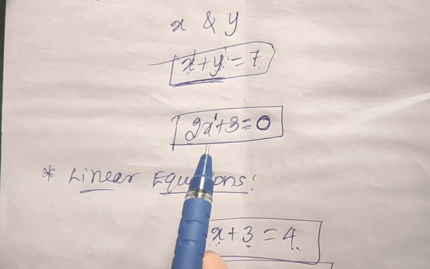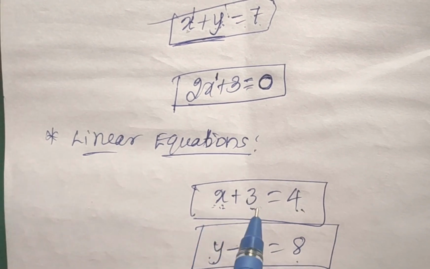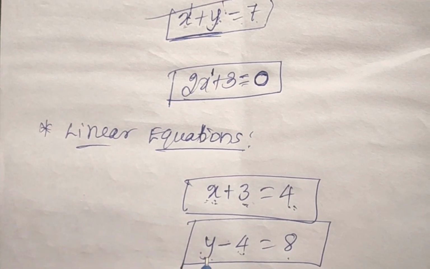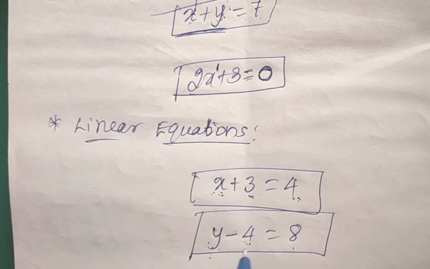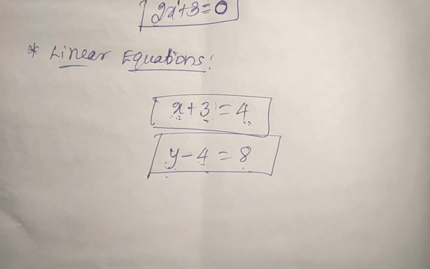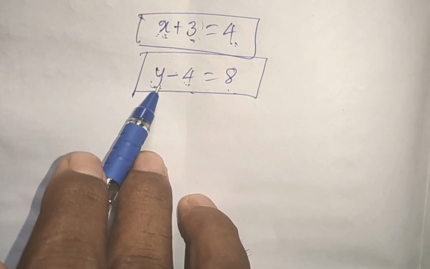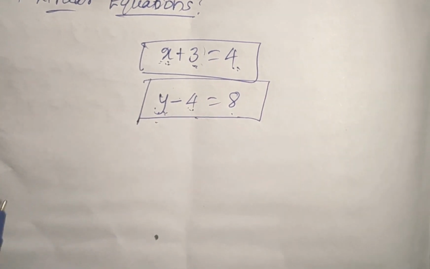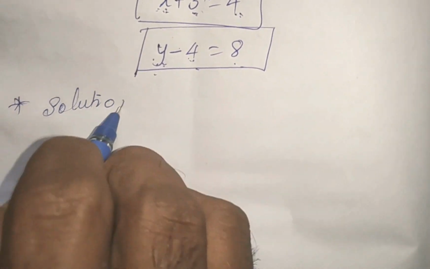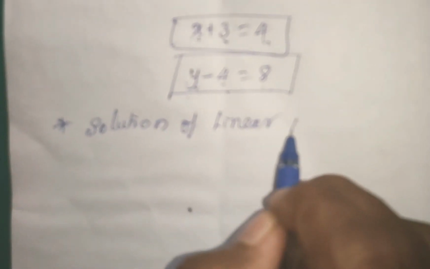Accordingly, here we can take, if a number is added to 3, that means 1 is added to 3, then you will get 4. Similarly, 4 is subtracted from 12, then you will get 8. These are very simple examples. Now we will study how to find the value of variable x, y, z, or m, n, o, p, whatever. How to find that? That is called the solution of a linear equation. How to find the solution?